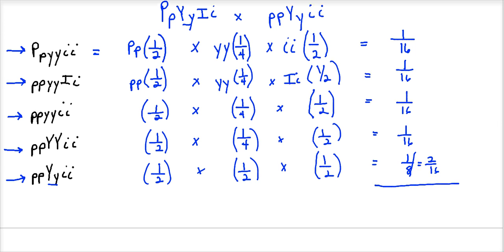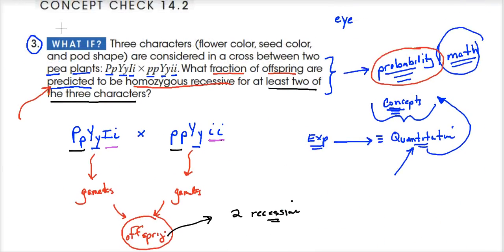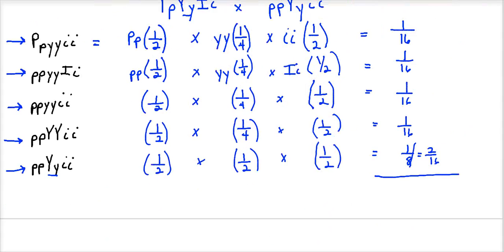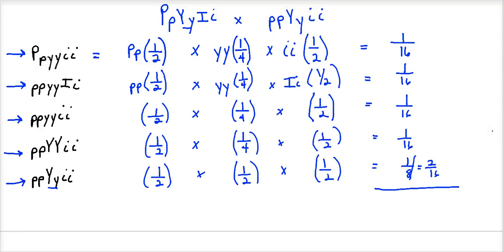All right, and what you're going to do now, because what was the question about? What was the question? If you have to go back to the question. What fraction of offspring are predicted to be homozygous recessive for at least 2 of the 3 characters? 2 of the 3 characters, which includes 3. Well, these are all our possibilities, so we want to know the total.